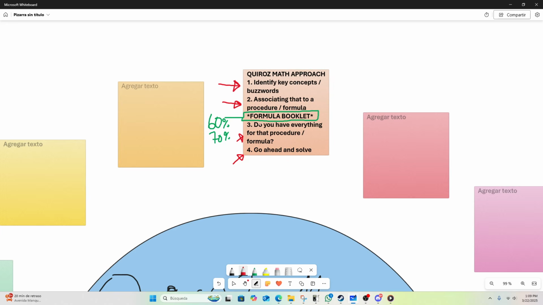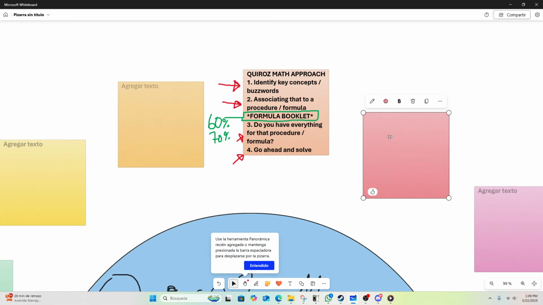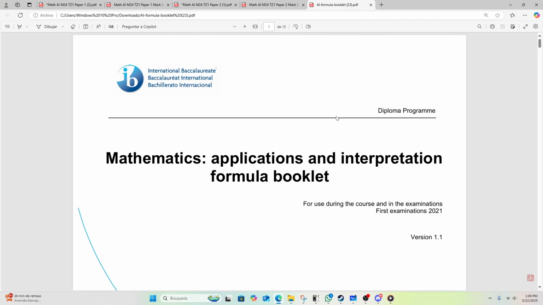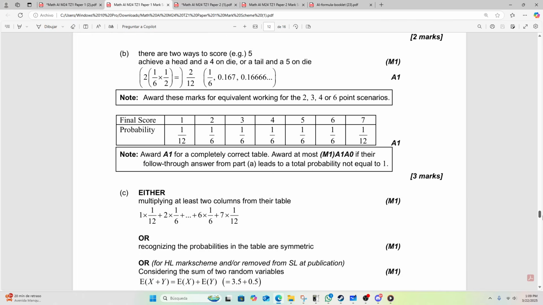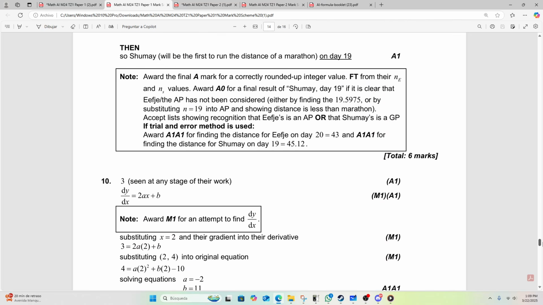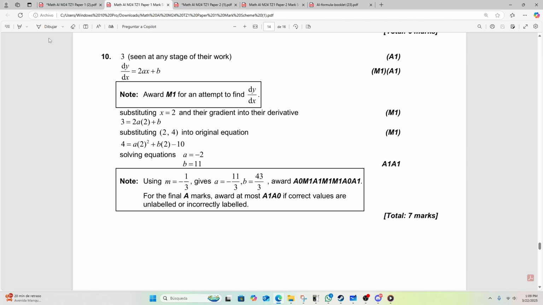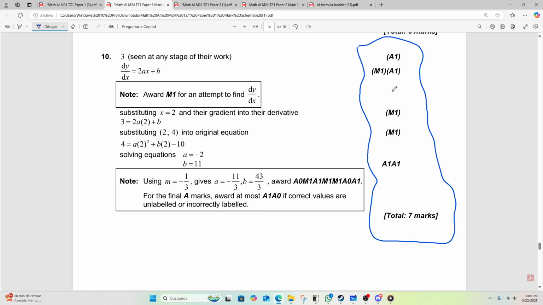And this is the next thing I wanted to talk about, which I'm going to write over here. Method points are a thing. Look at the mark scheme. So for example, it's number 10. See, let's go to number 10. And this happens all along the test, but there's a bunch of weird letters on the right side. See? A1, M1, A1, M1, A1, A1. Like, what the heck even is this?